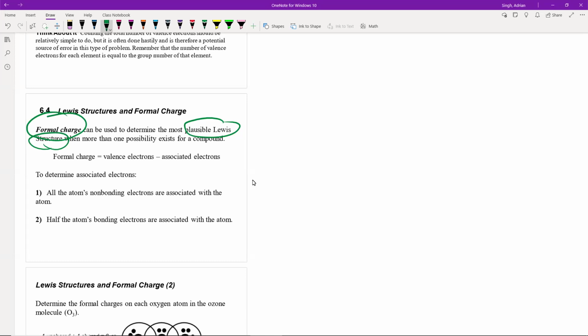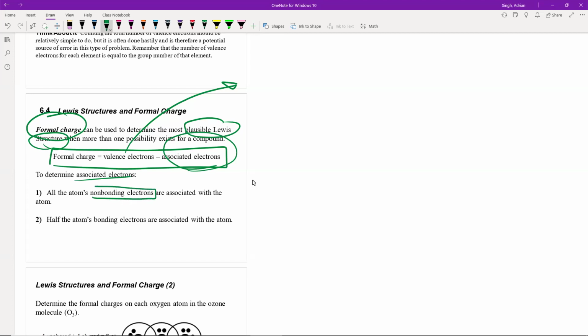The formal charge can be defined as the difference between the number of valence electrons and the associated electrons in that particular scenario. The difference here again is important. So we need to know the valence electrons that we're working with for that particular element, and then the associated electrons. So what exactly are the associated electrons? These are all of that atom's lone pairs or non-bonding electrons, but non-bonding are the same as lone pairs.